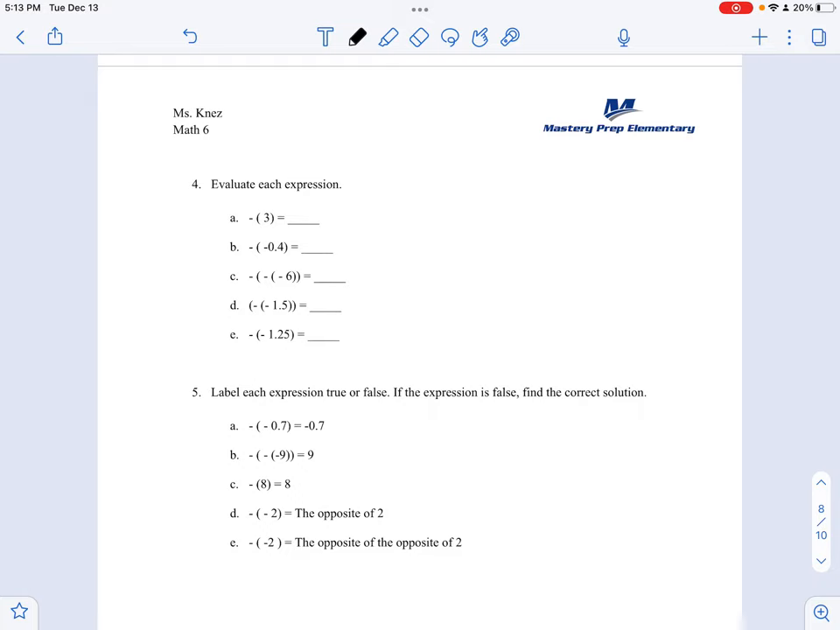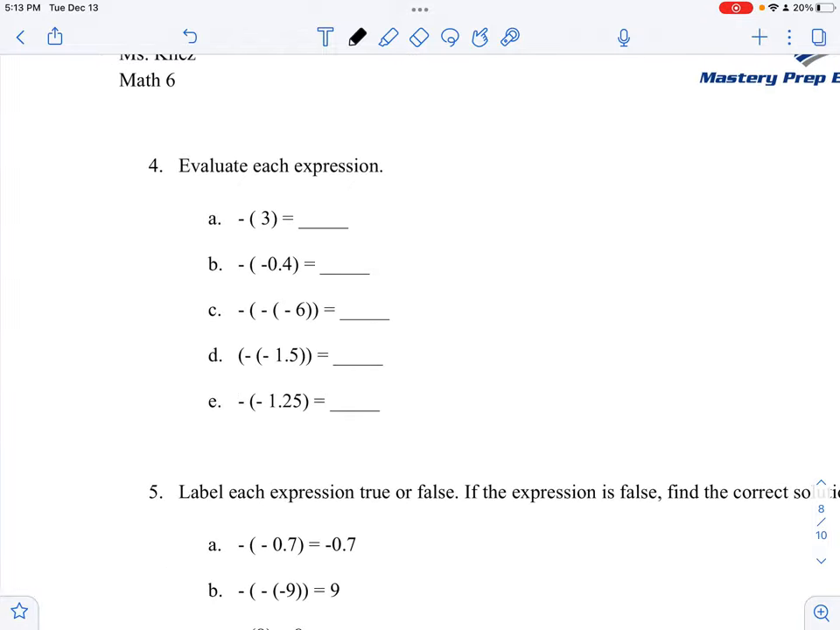Finally, we have questions 4 and 5, which review the notation for opposite. For example, in 4a, you can see that we have the opposite, that's the negative symbol, of 3. It can be helpful to write these statements out so that you don't get confused about whether you're finding the opposite of the opposite, or even the opposite of the opposite of the opposite. The opposite of 3 is, of course, simply negative 3.